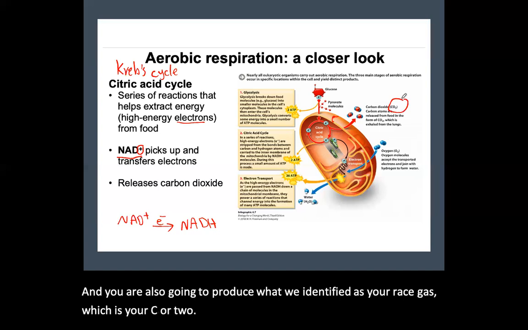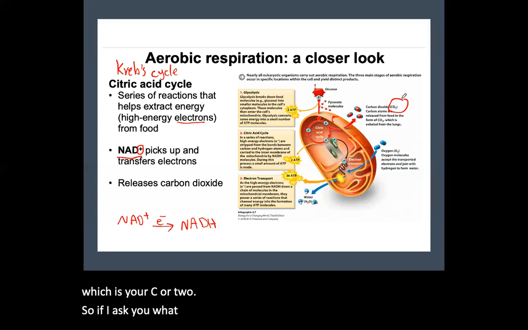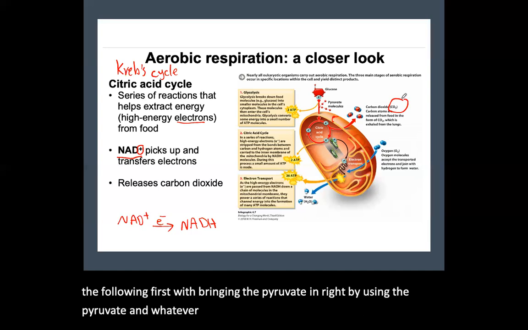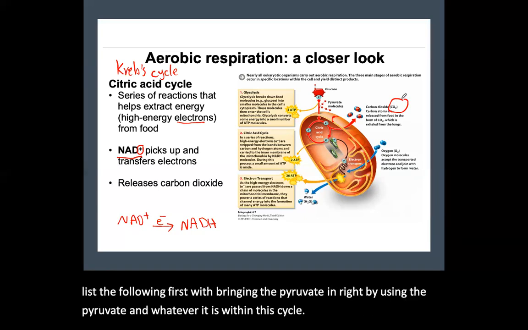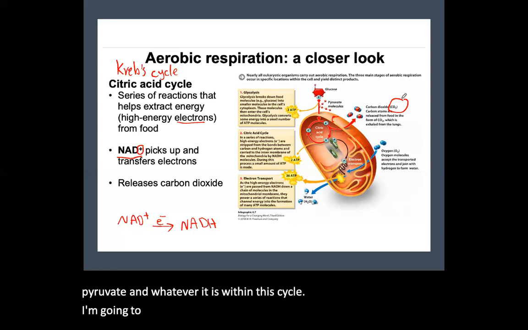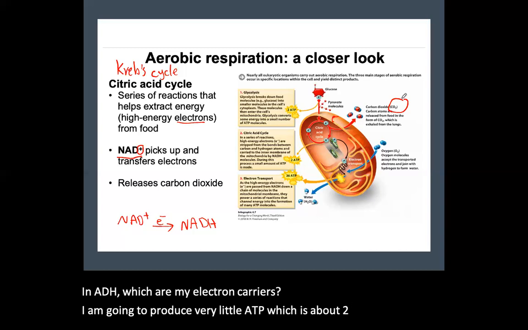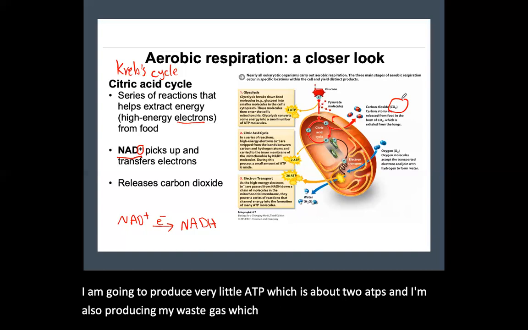So if I ask you what is happening in Krebs cycle, you should be able to list the following. First, we're bringing the pyruvate in, right? And by using the pyruvate and whatever it is within this cycle, I'm going to produce NADH, which are my electron carriers. I am going to produce very little ATP, which is about 2 ATPs. And I'm also producing my waste gas, which is CO2.